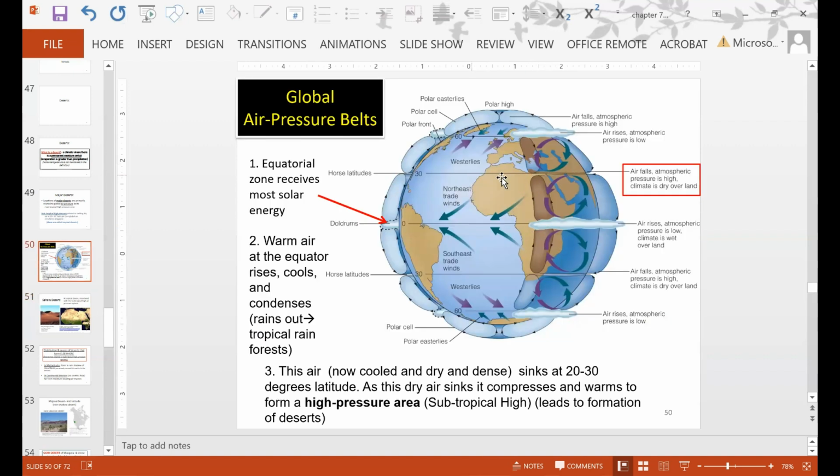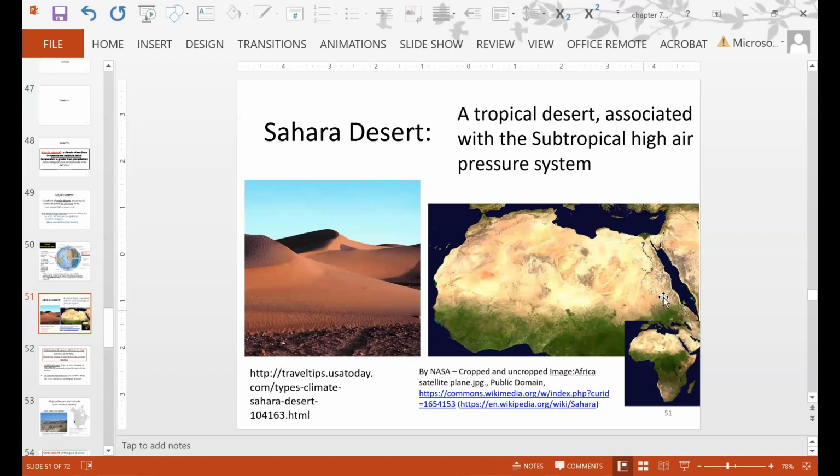So this is where your Sahara Desert is. Okay, again, it spans from about 20 to 30 degree latitude. So your Sahara is like in here. That's your Sahara.